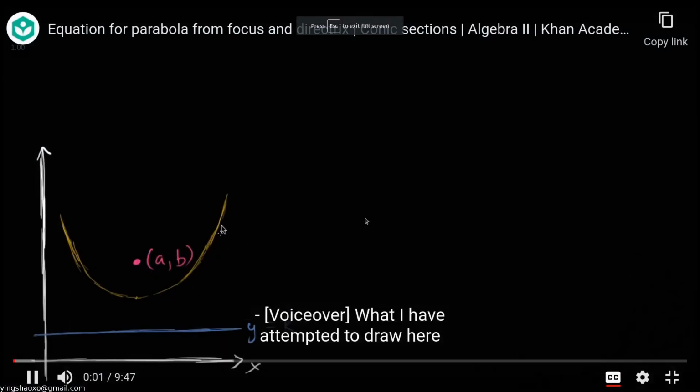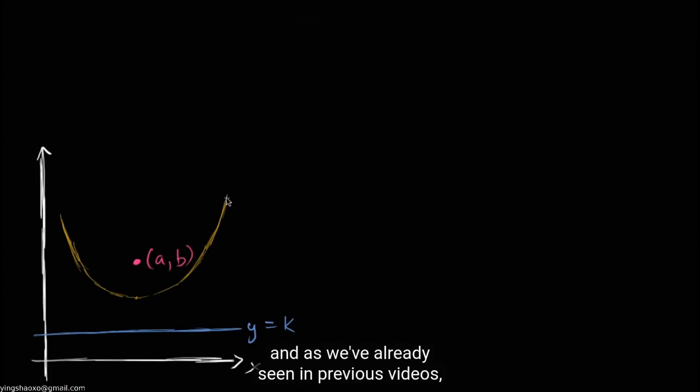I have attempted to draw here in yellow a parabola. And as we've already seen in previous videos, a parabola can be defined as the set of all points that are equidistant to a point and a line. And the point is called the focus of the parabola, and the line is called the directrix of the parabola.